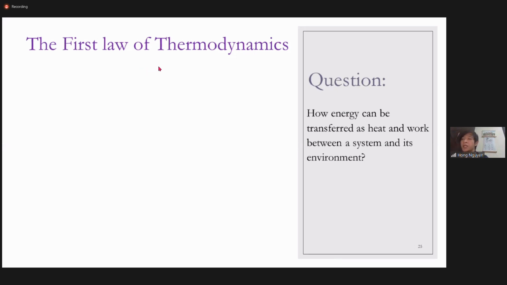and its environment. Okay, how the energy can be transferred as heat and work between the system and its environment. To answer these questions, we have the first law of thermodynamics.